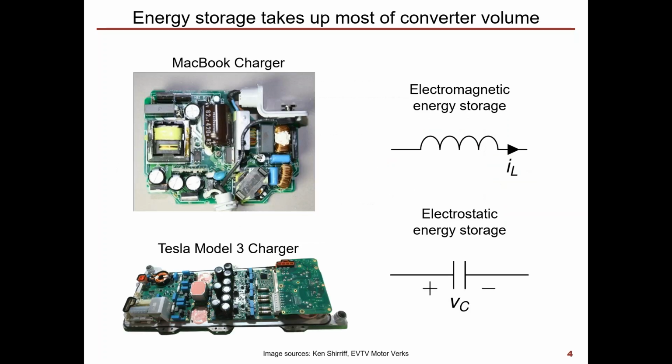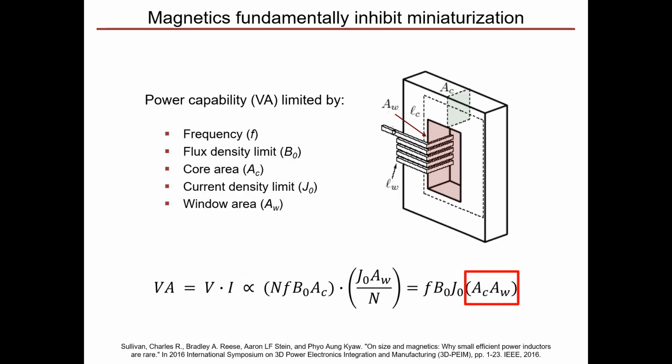Now, if we take a look at the inside of a converter, we find that a large proportion of the volume is actually taken up by this energy storage. I'm going to highlight that in a MacBook charger you see here. Typically in converters, we use inductors and capacitors for energy storage. But there's nothing that says we have to use inductors and capacitors. In fact, magnetic components like inductors and transformers scale down pretty poorly with volume. So we'll look at that a little bit more closely.